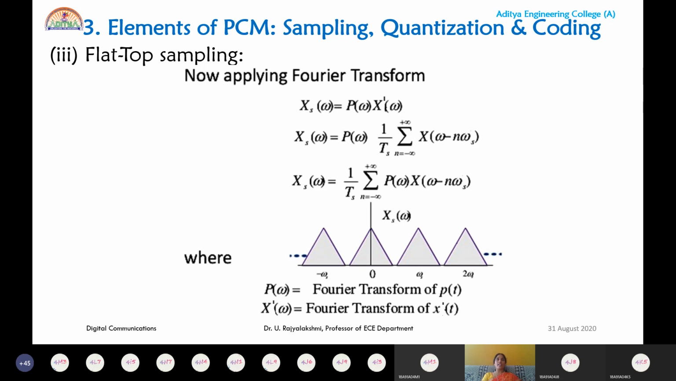Now what is the next element in the PCM transmitter? Quantization. Quantization is a process to convert the sampled signal into discrete amplitude samples. Let us move to the next slide to discuss the next element, because A to D conversion consists of sampling, quantization and encoding. So we completed the sampling section. Let us move to the next slide to discuss quantization.